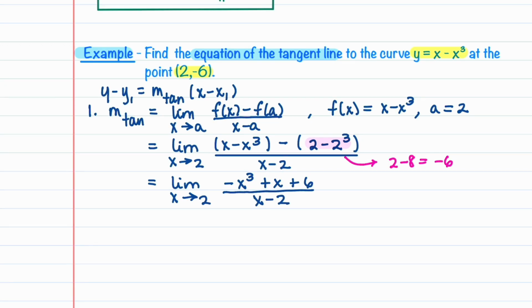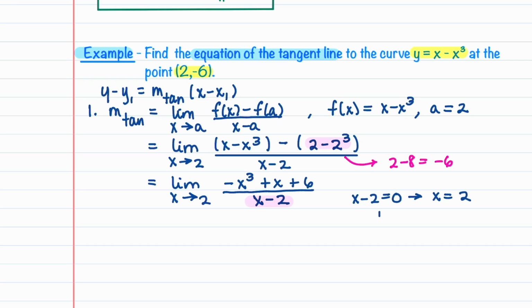Now, this is where it gets complicated. We have to factor our numerator, and it's a cubic. The best way to do this is to use long division or synthetic division. I have a video on both of those if you need to review that. I am going to use synthetic division just because I think it's easier. When we use synthetic division, we take our denominator and set that equal to 0. So we take x minus 2, set that equal to 0, and we get x is equal to 2.